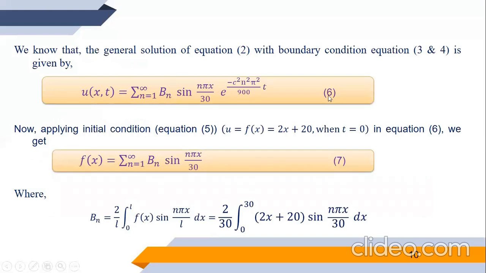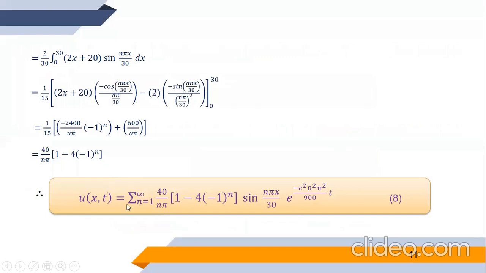Now we input the value of b_n in the solution of equation 6. So we get the solution of the whole problem of one dimension heat equation with boundary and initial condition, which is given as u(x,t) is summation n is 1 to infinity 40 by n pi into 1 minus 4 into minus 1 to the n into sine n pi x by 30 e raised to minus c square n square pi square by 900 into t. So this is the temperature distribution at a time t and space x.